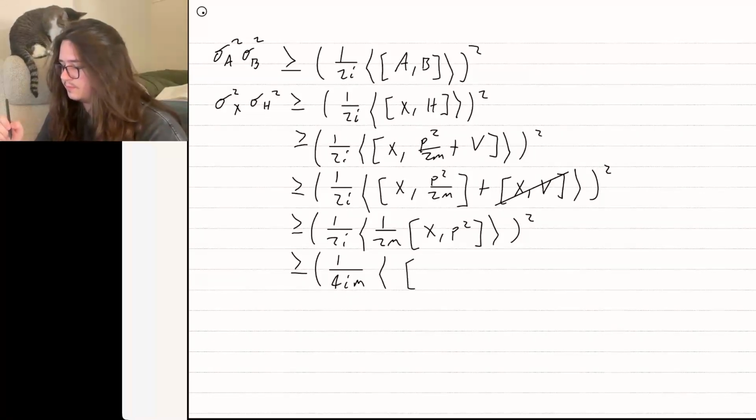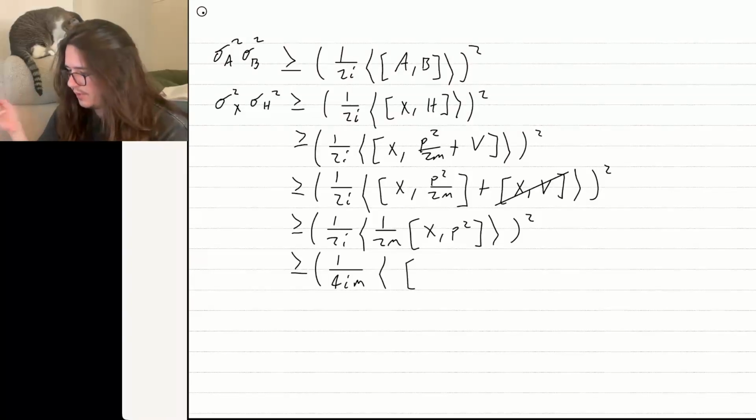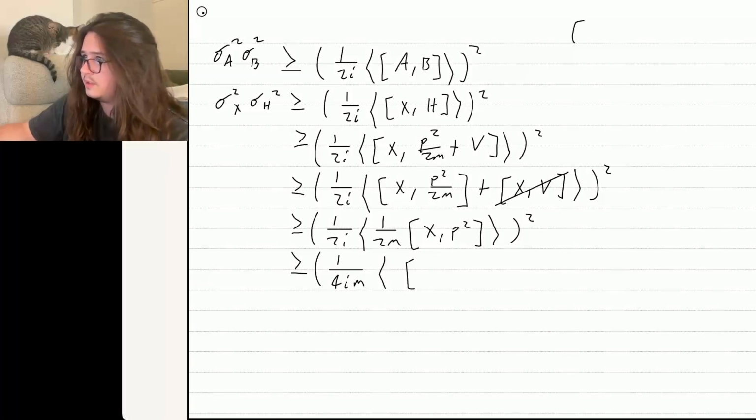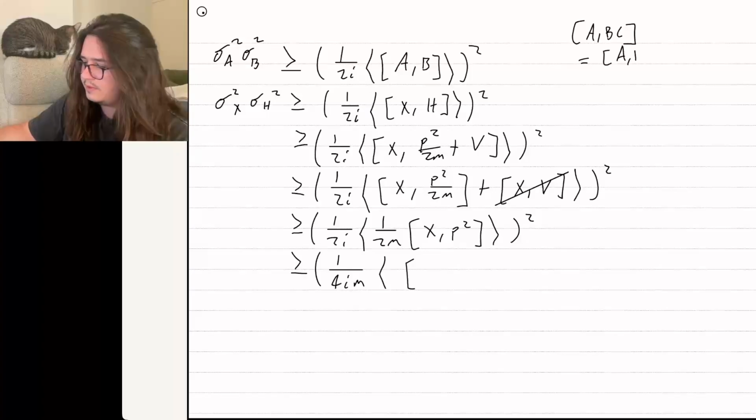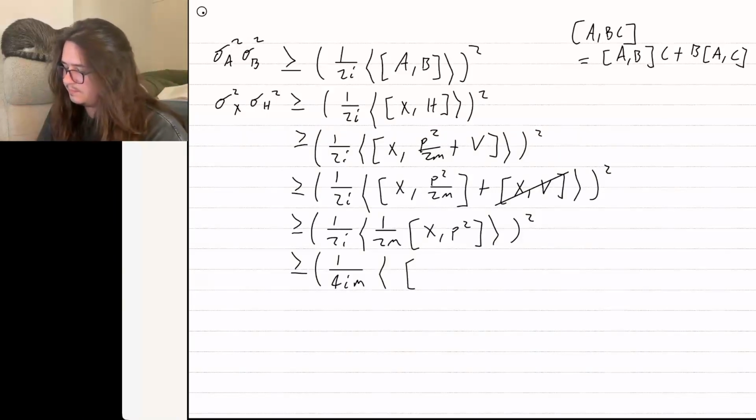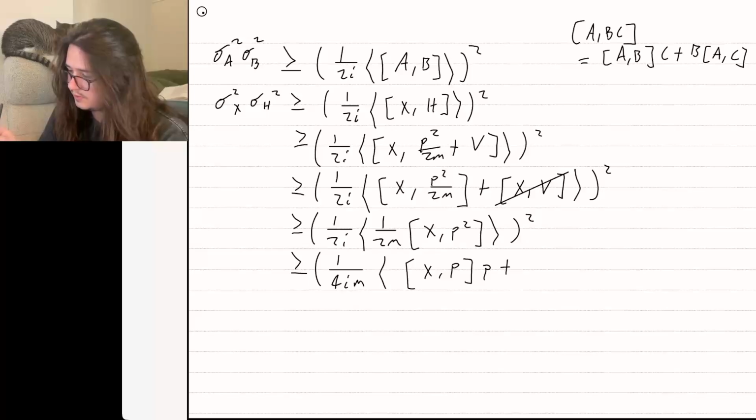expectation value of, and then this commutator rule, I haven't really discussed it in relation to Griffiths yet, but there is a general commutation rule that says the commutator of A with BC is equal to A with B times C plus B times A with C, right? But B times C here is just p squared. So we've got the commutator of x with p times p plus p times the commutator of x with p.